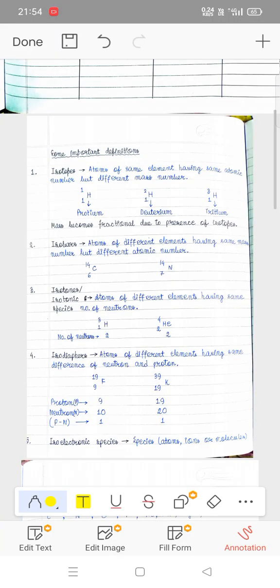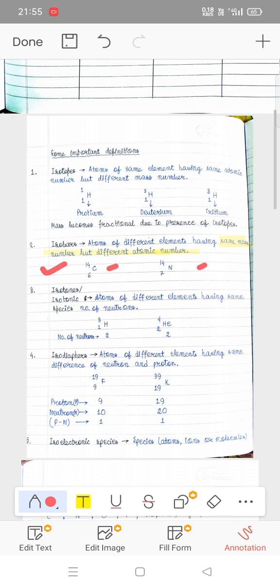Next we are coming to isobars, that is atoms of different elements having same mass number but different atomic number. Isobars are the atoms of different elements having same mass number. For an example, you can see carbon 14,6 and nitrogen 14,7. So you can see that the mass numbers are same.